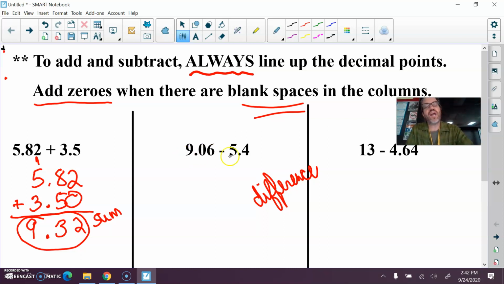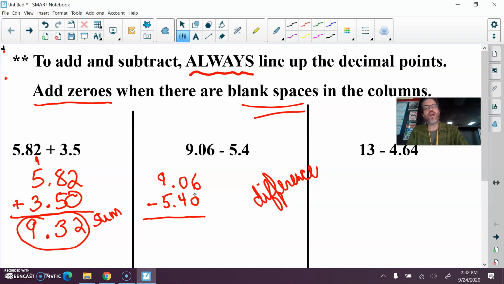So I'm going to stack these numbers, 9.06 minus 5.4. And again, we need to make sure we line up the decimal points, which I have done here. Now, just like in the last example, you'll see this second number shows through the tenths place, but then there isn't anything in the hundredths place. Up here we have the hundredths place, so I'm going to add a 0 here in this blank space.